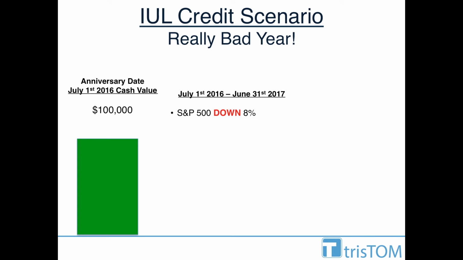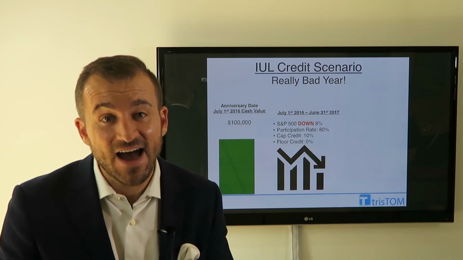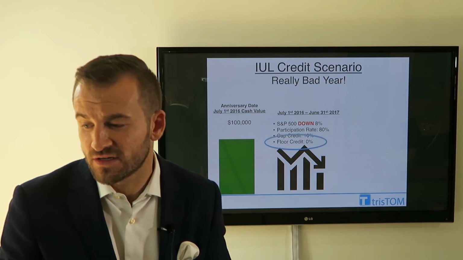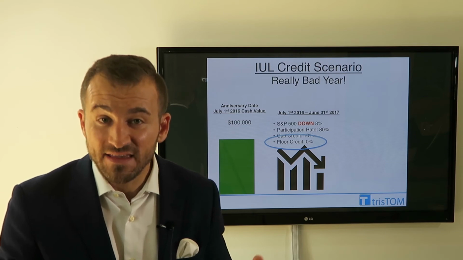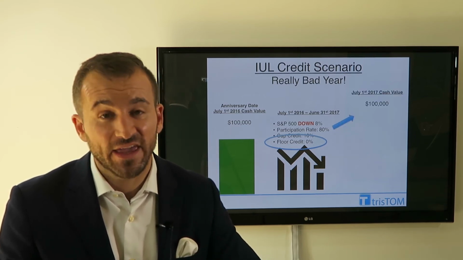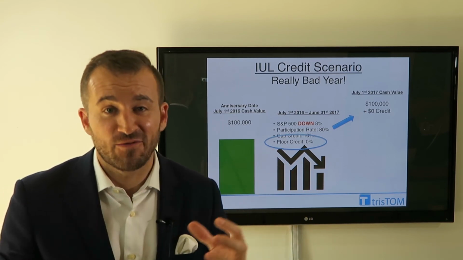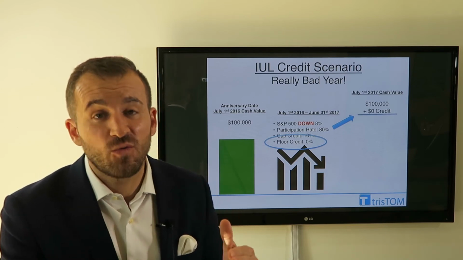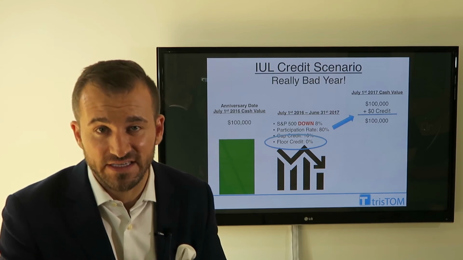Well, the things that we need to focus on again are, one, what is the participation rate in the policy, which here is 80%. We see that the cap credit is 10%, and we see that there's a floor credit of 0%. Since we're in a down year, the only thing that we truly need to focus on is that floor credit. And we see that it's 0%. So, being that a floor is 0%, your cash value credit would be 0. Your cash value last year was $100,000, and we're going to add in 0. Therefore, July 1 of the next year, you're going to have a cash value exactly the same as it was in the previous year of $100,000.